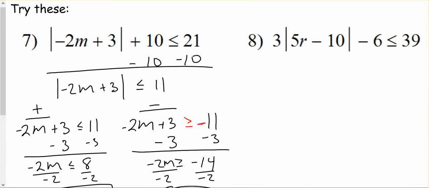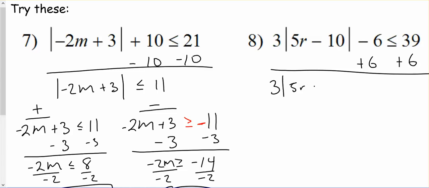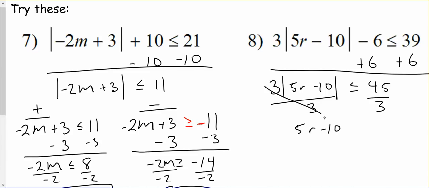When we look at this next one, it starts off being less than, so I'm going to guess that it's going to end up being an AND equation too, but we'll find out. I've got a 3 out in front, I've got a negative 6 out in front. I need to get rid of these. The 3 is multiplication, the negative 6 is subtraction. I'm going to undo the subtraction first. 3 times the absolute value of 5r minus 10 is less than or equal to 45. How do I get rid of the 3? I need to divide by 3, divide by 3. My 3s simplify out, and I get the absolute value of 5r minus 10 is less than or equal to 9.